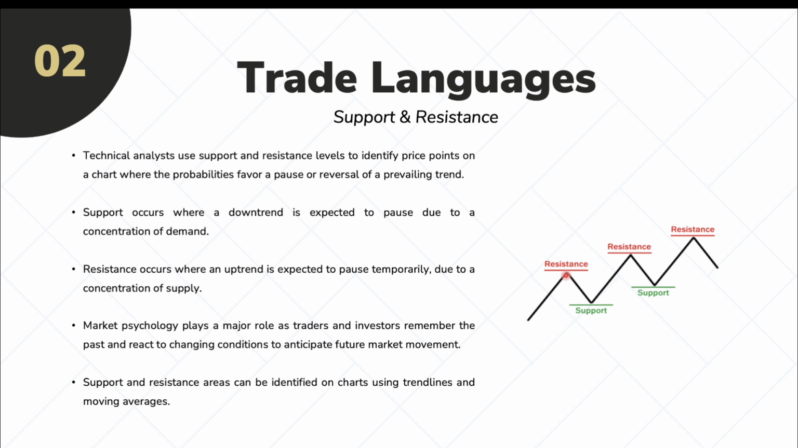So you see here, we make higher highs, higher lows, higher highs, higher lows. And at some point, support breaks and then we're going lower. Market psychology plays a major role as traders and investors remember the past and react to changing conditions to anticipate future market movement. So when we come back to a resistance area, people expect price to just keep that resistance and go lower.